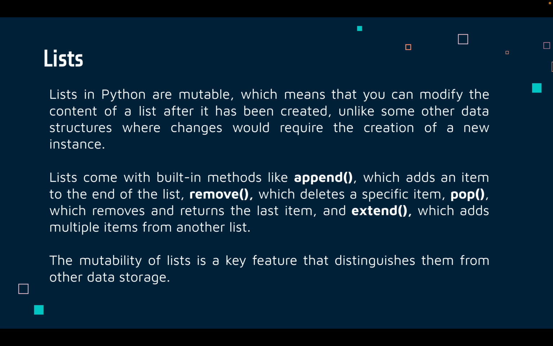They are mutable, which means after the list is created, unlike some other data structures, I can actually change them. I can append to a list. I can remove things from a list. I can pop things from a list, which removes and returns the last item, and I can extend the list and add other items from another list. So this mutability is one of the key things that makes lists different. Append, remove, pop, and extend are all inbuilt functions, or inbuilt procedures, depending on which one you're looking at, that allow me to do things with lists.